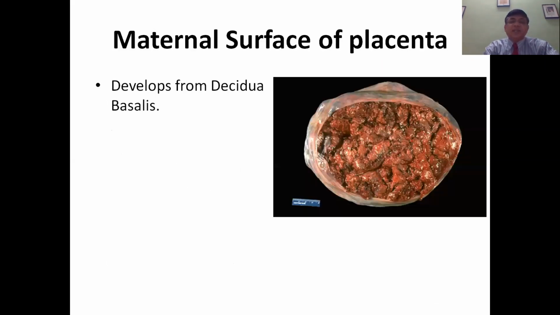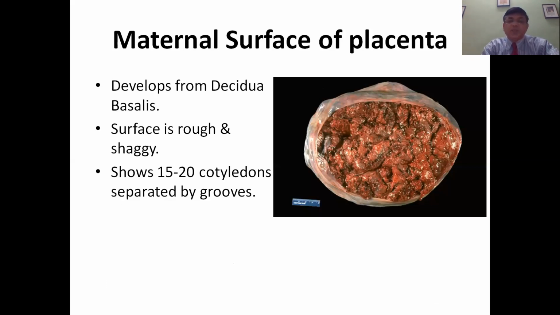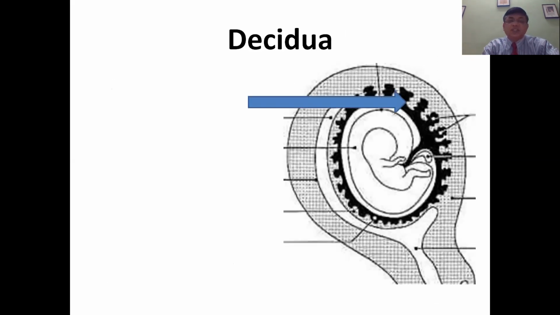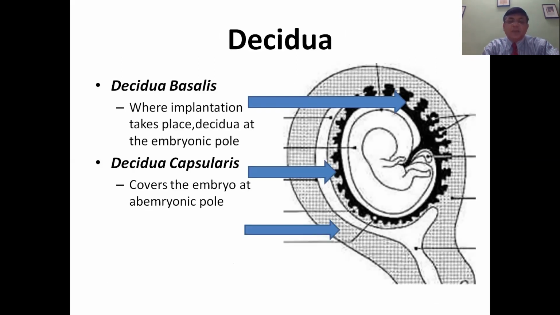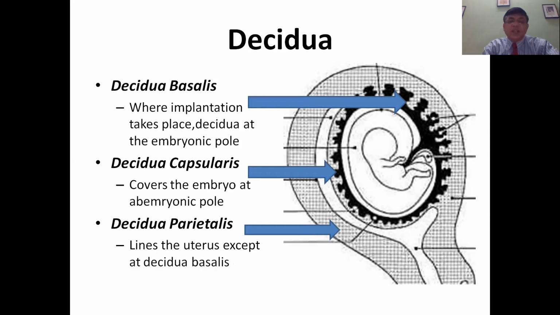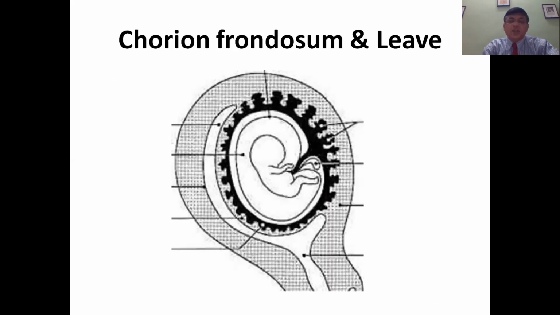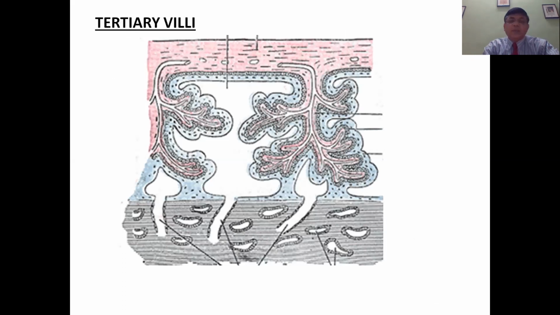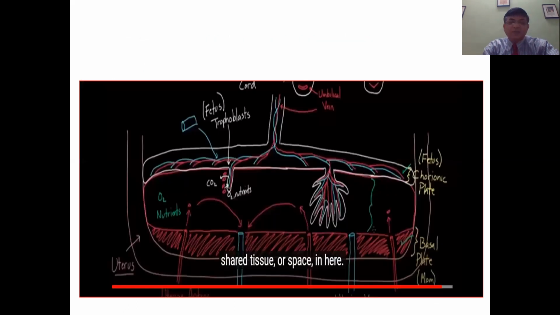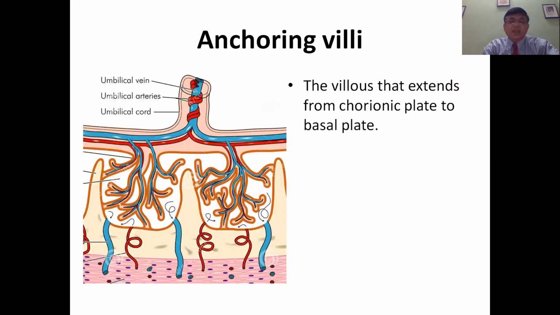Maternal surface of the placenta develops from the decidua basalis. Surface is rough and shaggy, shows 15 to 20 cotyledons separated by grooves. The decidua are of 3 types: decidua basalis, capsularis, and parietalis. We have chorion frondosum and laeve. We have primary, secondary, and tertiary villi. We have the chorionic plate, the basal plate, and the anchoring villi.